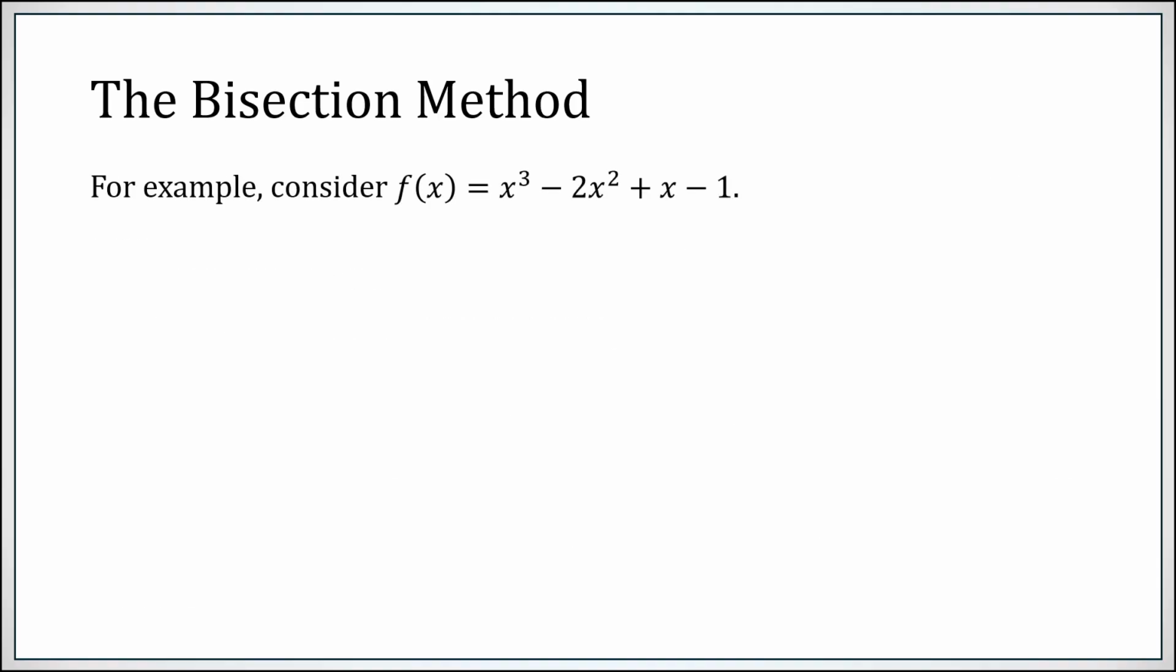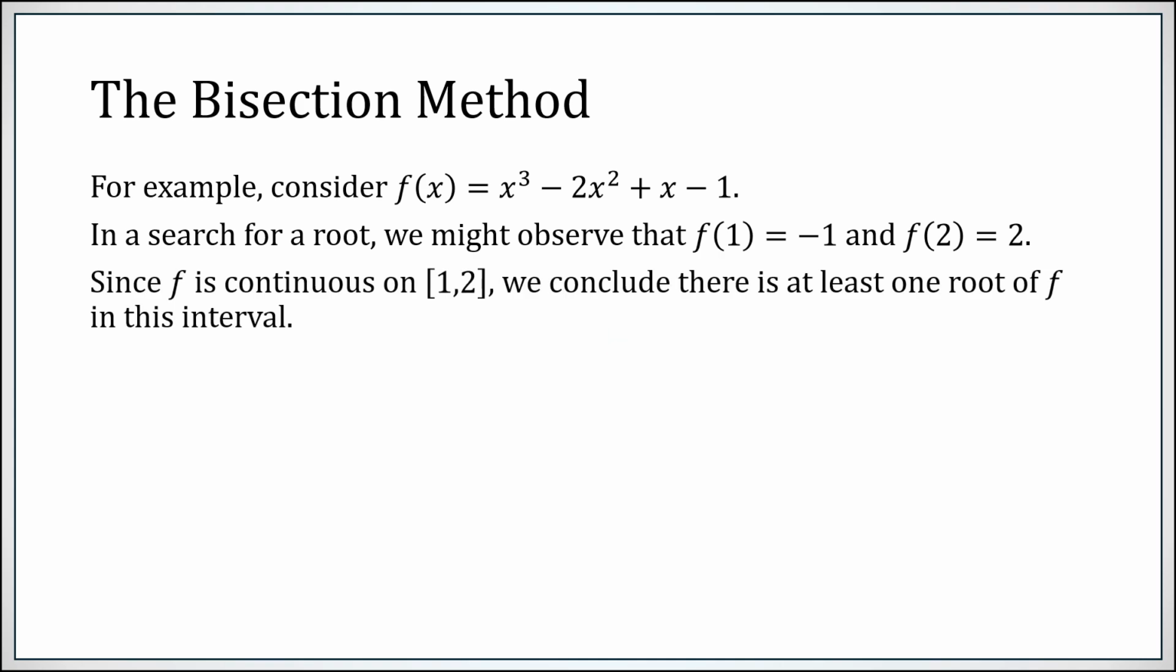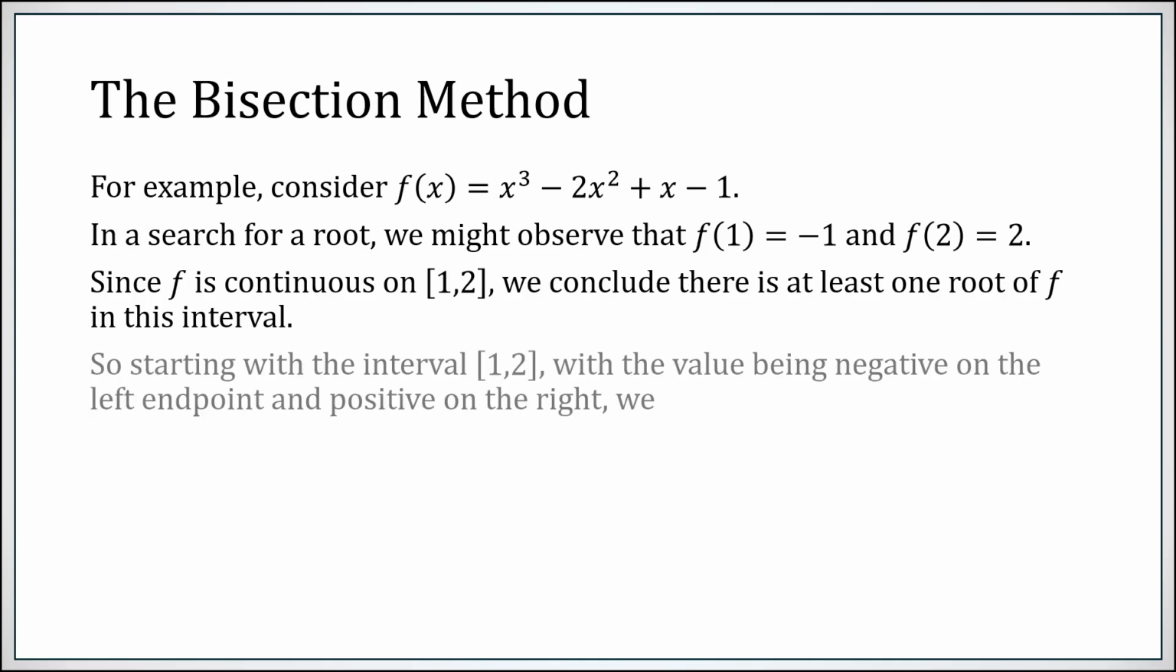For example, let's consider this polynomial x cubed minus 2x squared plus x minus 1. Observe that f of 1 is definitely negative: 1 minus 2 plus 1 minus 1 for a result of minus 1, but f of 2 is actually a positive number. This is a polynomial, so it's continuous everywhere, so it's definitely continuous from 1 to 2, including the endpoints, and it goes from negative to positive. So there is a root somewhere in between 1 and 2.